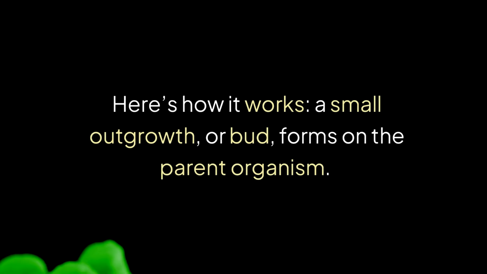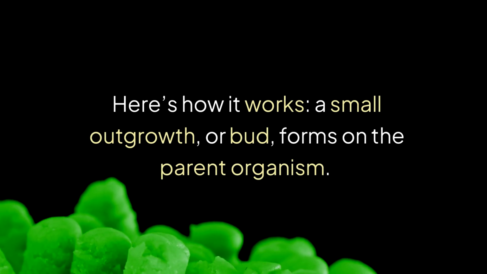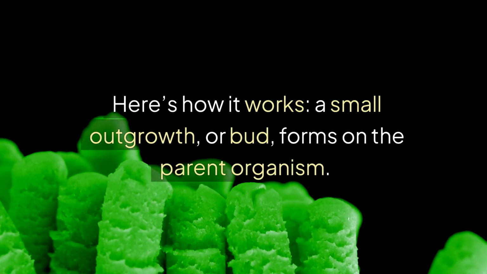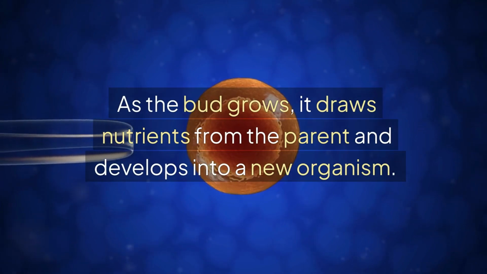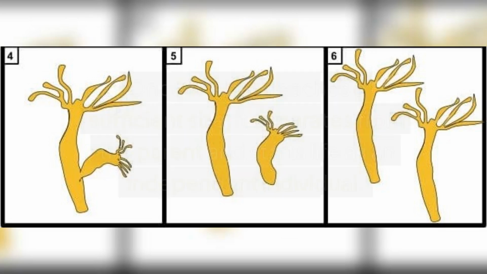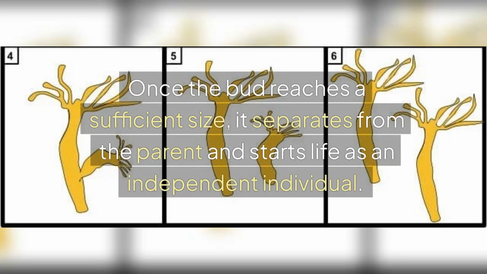Here's how it works. A small outgrowth or bud forms on the parent organism. As the bud grows, it draws nutrients from the parent and develops into a new organism. Once the bud reaches a sufficient size, it separates from the parent and starts life as an independent individual.